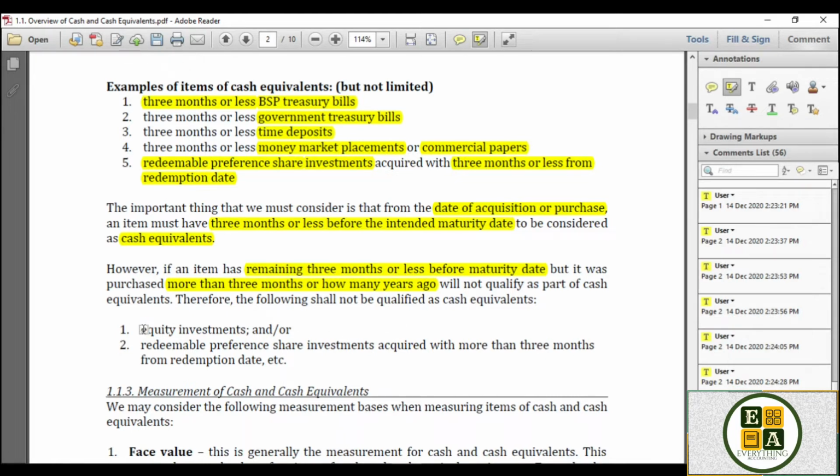Example niyan is your equity investments. Okay? Yung equity investments or investment in share capital, ano yan? Not considered as cash equivalents. Then, yung redeemable preference share na investment kapag more than 3 months ang acquisition mo. Kapag within 3 months, pasok. Kapag more than, hindi.